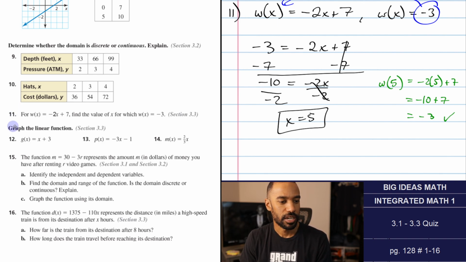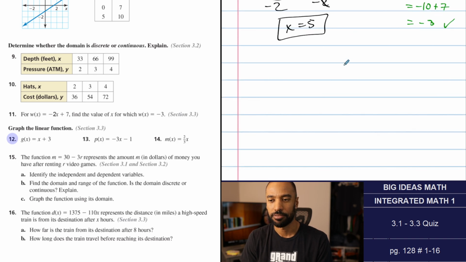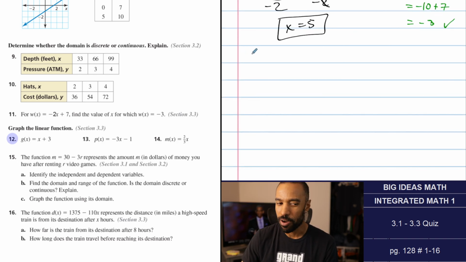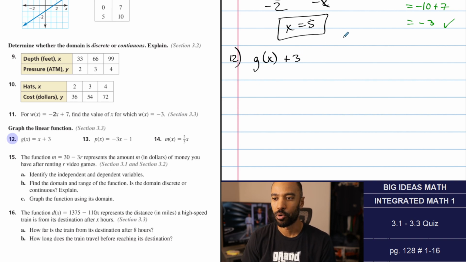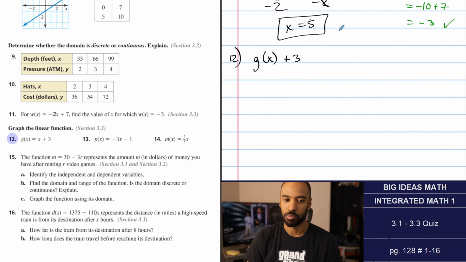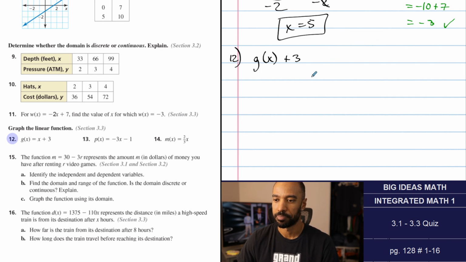Numbers 12, 13, and 14 say graph the linear function. In order to graph this function, what we've learned so far in this set is we input x values, we get out y values. Just like what I did for that input of 5 and got negative 3 out as a double check, we could do the same thing on these. For this first problem, I am going to generate a full table and use full function notation. After that, I'm going to reduce it to smaller bits. You'll see what I mean.